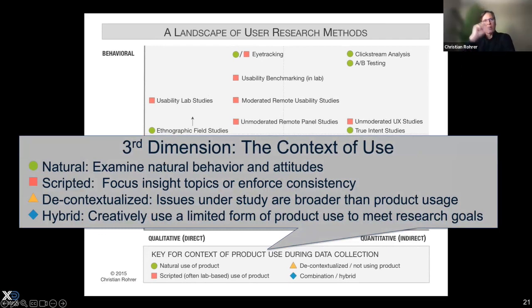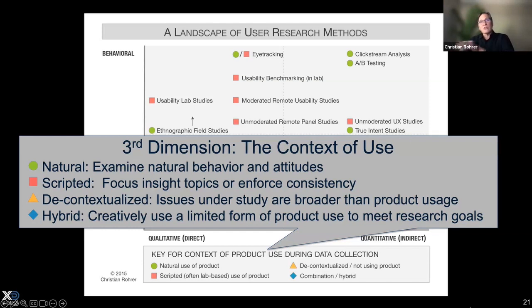The reason I call it the context of use is that we're talking about user research, users trying to use a service or a product of some sort. And the way that product or service is being used, that context, will actually have a big impact on the way the study or the method is set up and what kind of data we'll get from it. So the four types of contexts I have are natural, scripted, decontextualized, or hybrid.